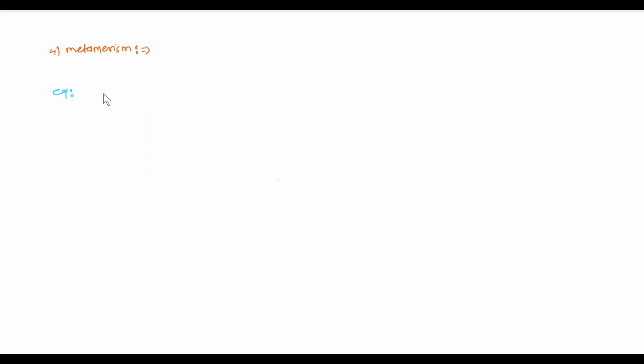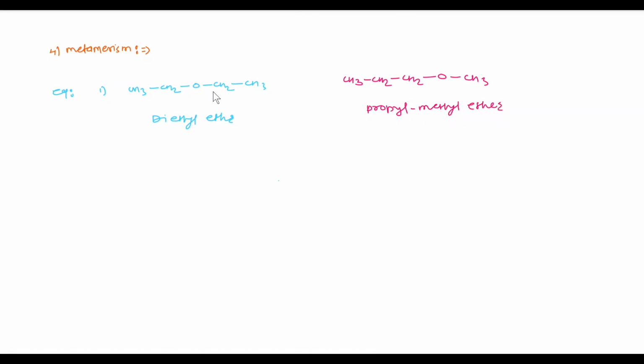Diethyl ether and propyl methyl ether. CH3, CH2, O, CH2 and CH3. This is called diethyl ether. And the second example is propyl methyl ether, that is CH3, CH2, CH2, oxygen and CH3. That is called propyl methyl ether. When we come across the two molecules, the functional group for both molecules is one and the same, that is the ether functional group.